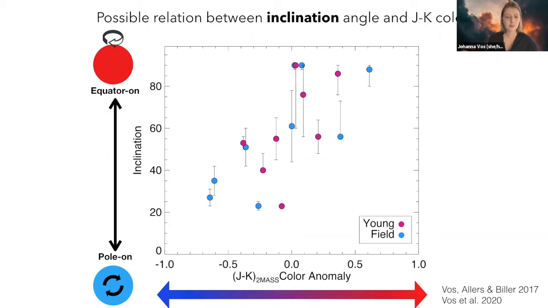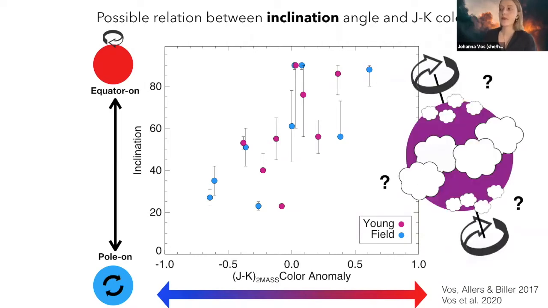Based on this plot, it seems that objects viewed equator on appear redder than the median, and objects viewed pole on appear bluer than the median. This was definitely initially puzzling, but we did come up with one idea in which this could be explained, if you think about how clouds are distributed latitudinally. If clouds are thicker around the equator, relative to the poles, this might be pushing the colors towards the red end of the spectrum, primarily for the equator on objects.